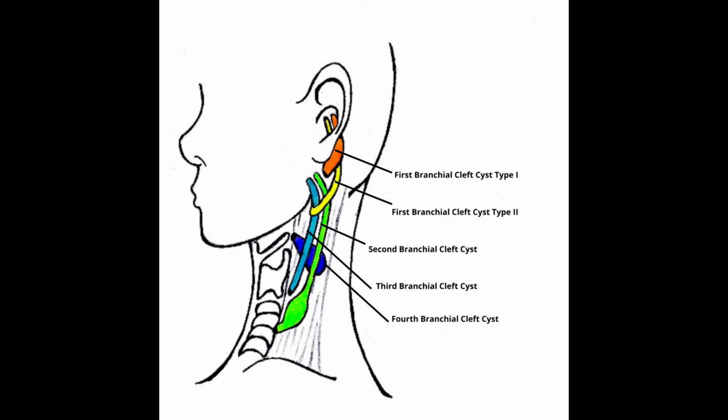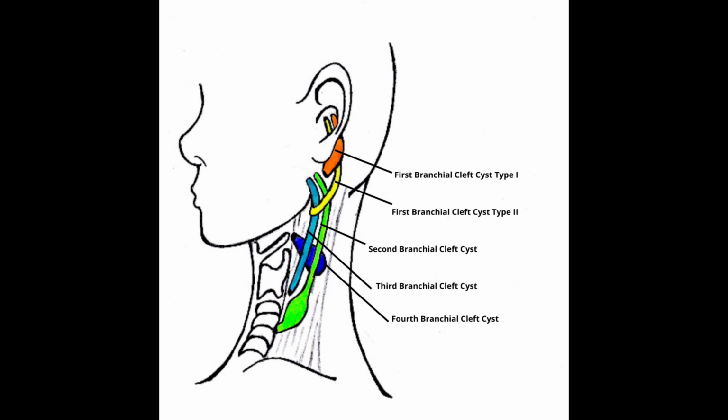This leads to a formation of a branchial cyst, and it can occur on its own or with a branchial cleft sinus tract or fistula. There are four types of branchial cleft cysts. First branchial cleft cyst has a type 1 and a type 2. In type 1, there is an external opening above the jawline. In type 2, the opening to the sinus tract is lower on the upper neck but above the hyoid bone. But the internal opening in both type 1 and type 2 is in the external auditory canal.